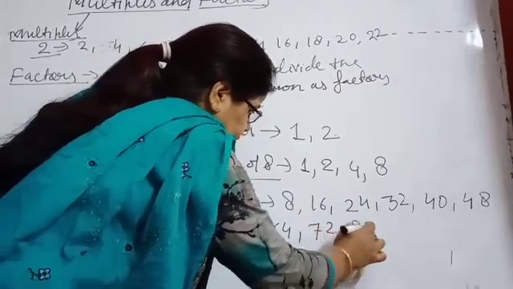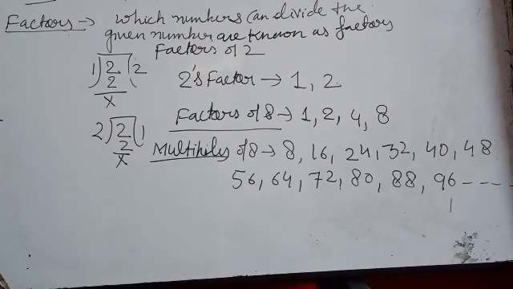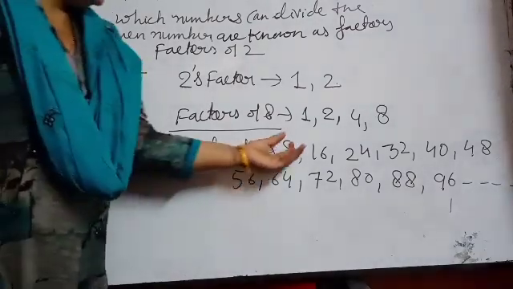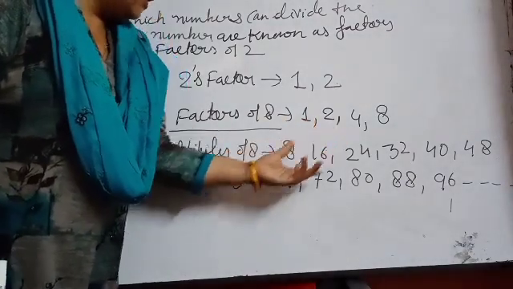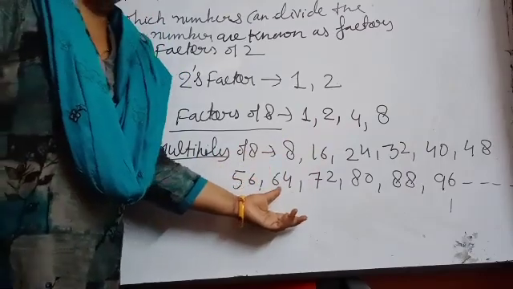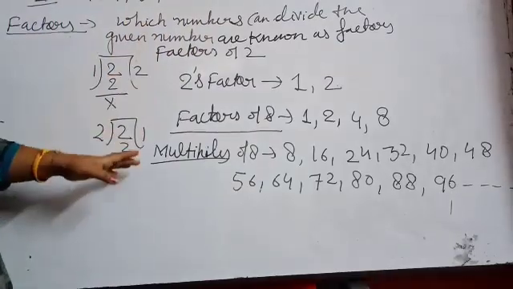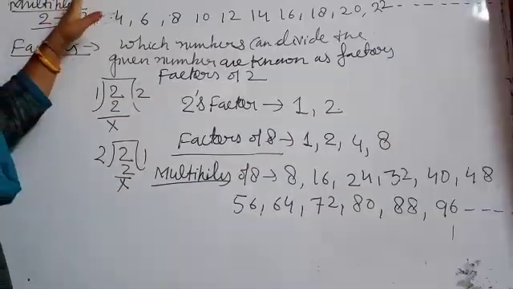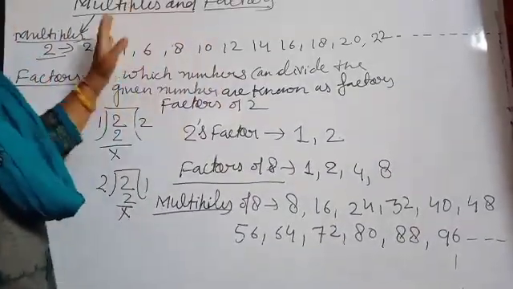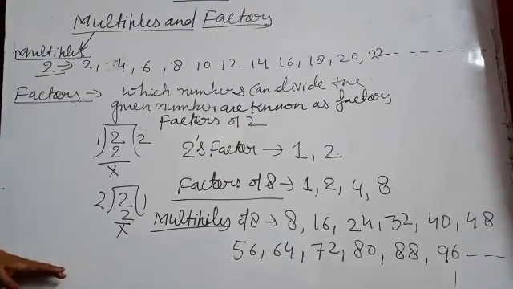72, 80 or more, also 88, 96 and so on. There is no limit to the multiples. So in this way you can understand that factors will be limited but multiples will be infinite for any number. Now maybe everybody of you is clear on the concept of multiples and factors. You will note down these ones in your copy.